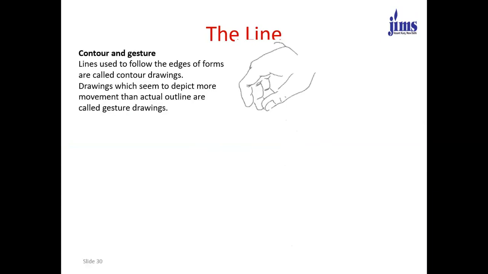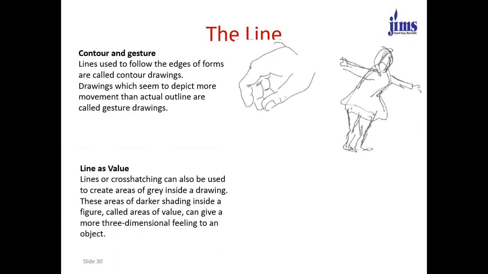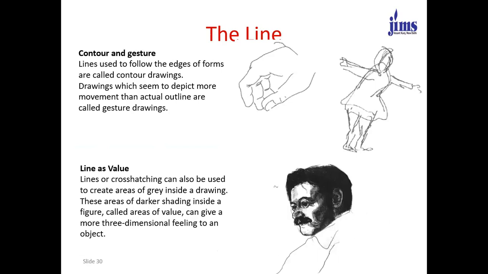Then under the element line, we're going to talk about contour and gesture. Lines used to follow the edges of forms are called contour drawings, and drawings which seem to depict more of a movement are basically the gesture. Let me just repeat this. When you are joining the edges of the lines, they are known as contour drawings, and when these kinds of drawings depict more of movement and the actual art outline, it is called the gesture.